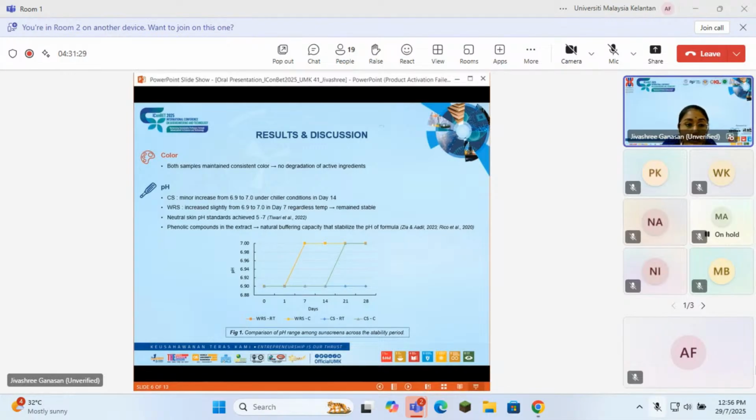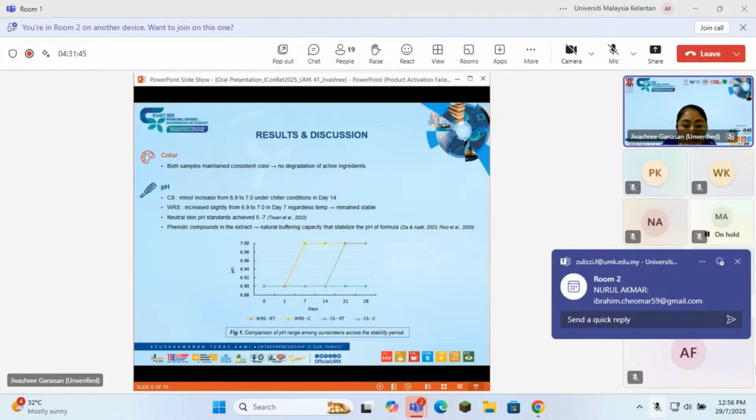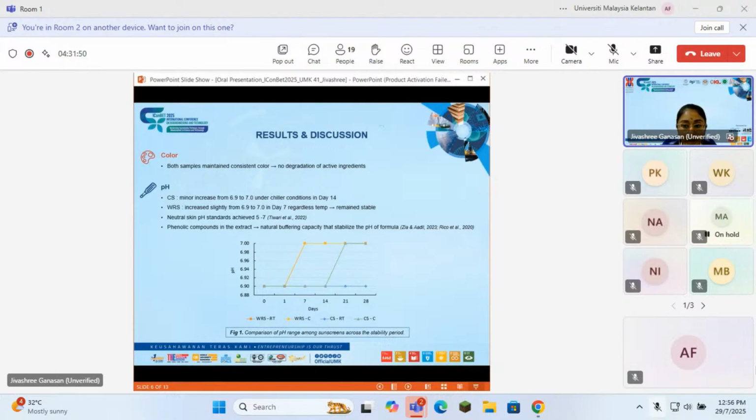The second was pH. For the commercial sunscreen, there was a minor increase in pH from 6.9 to 7, which is more towards alkaline, at day 14 under chilled condition. For the watermelon rind sunscreen, the pH increased slightly from 6.9 to 7 on day 7, regardless of the storage condition, both room temperature and chiller. It remained stable at 7 throughout the stability study.